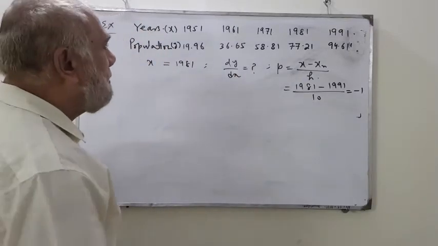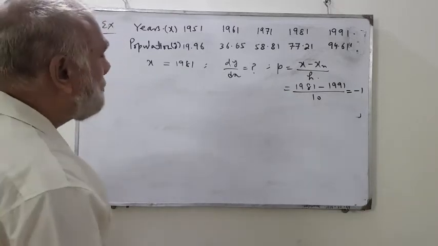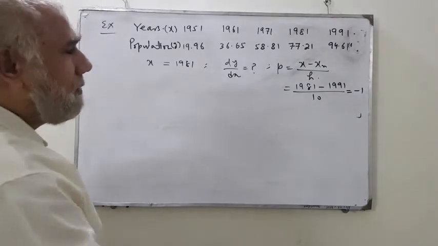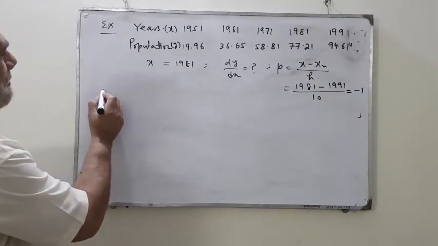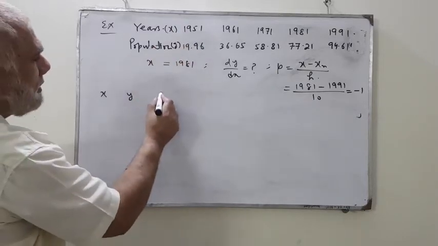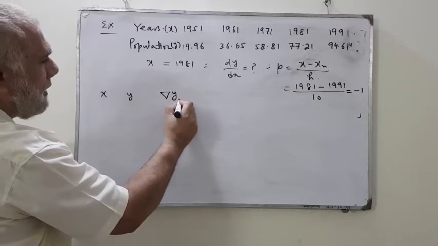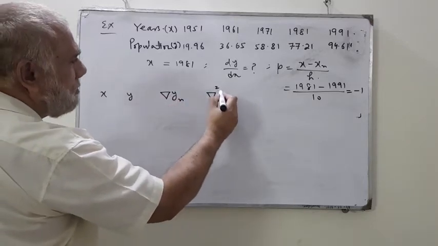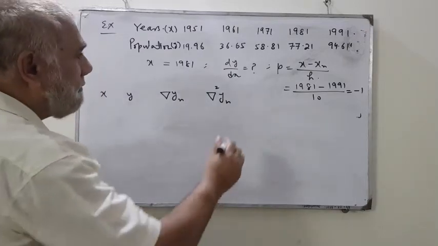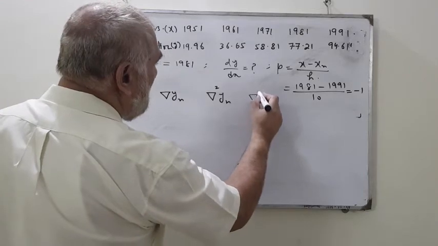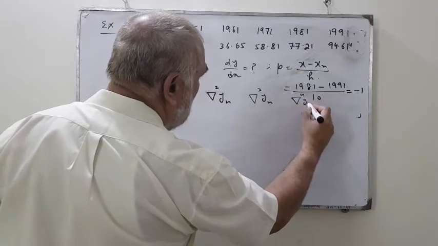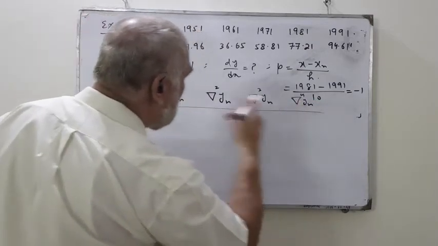Now, after knowing this, the next step is to construct the difference table so that we can use the differences involved in the formula. So here we construct the difference table. The values of x and y are the years and population. Next we have to calculate ∇yn, ∇²yn. There are 5 years, so we can move up to the 4th order difference. The next will be ∇³yn, and the last will be ∇⁴yn. Okay, and now fill these.